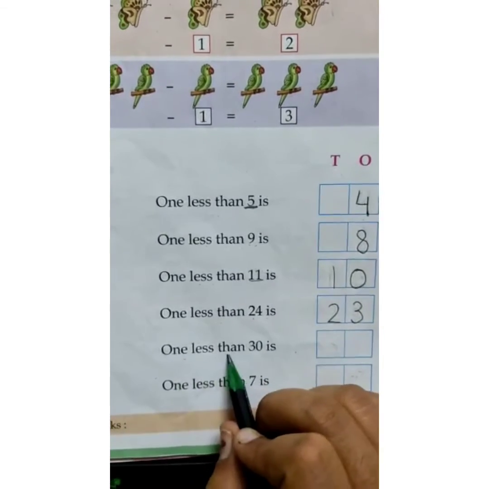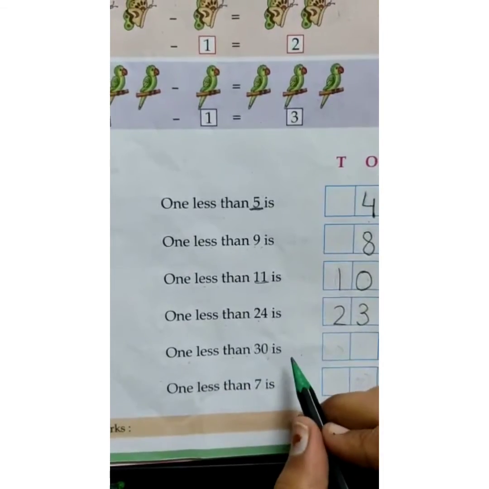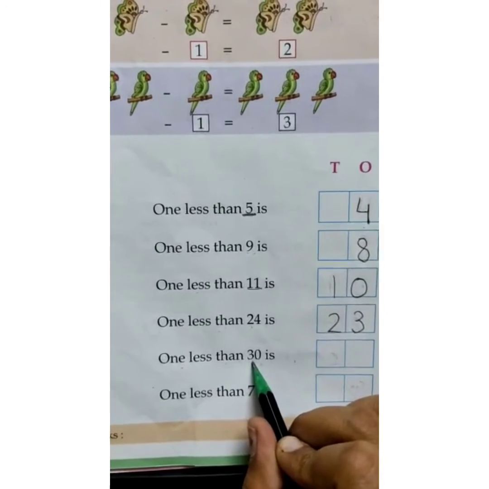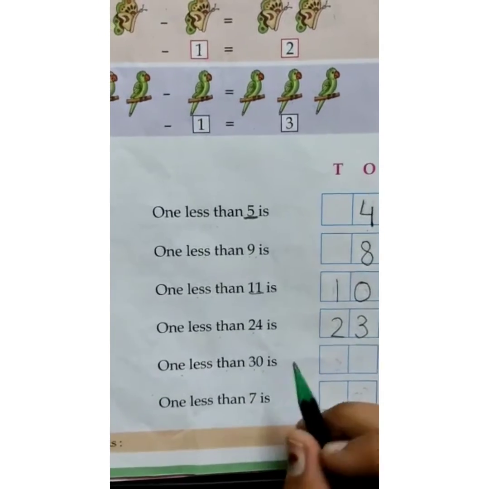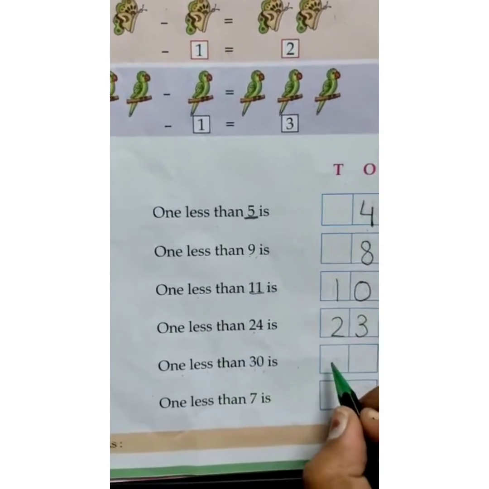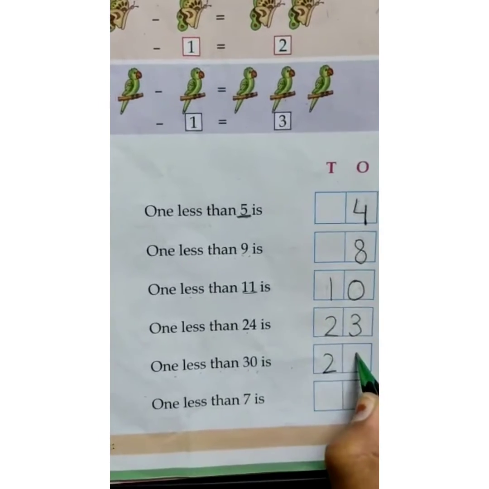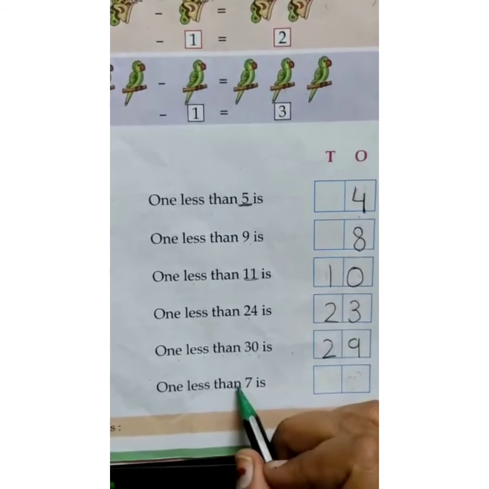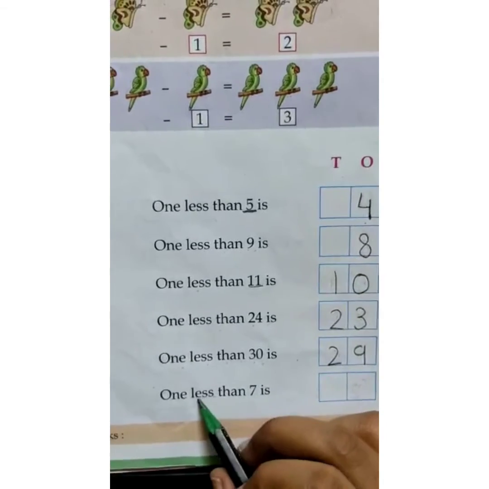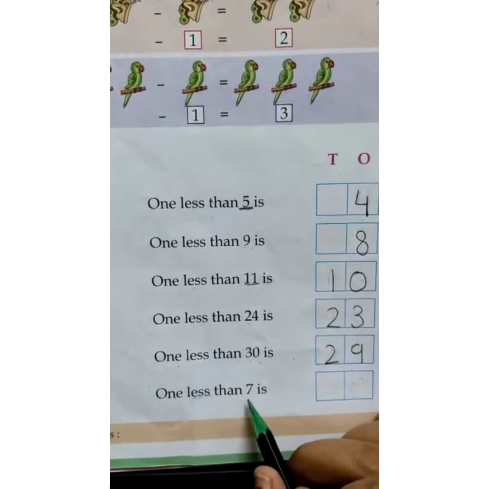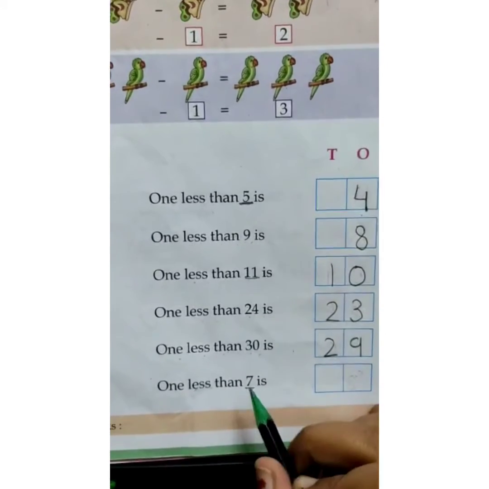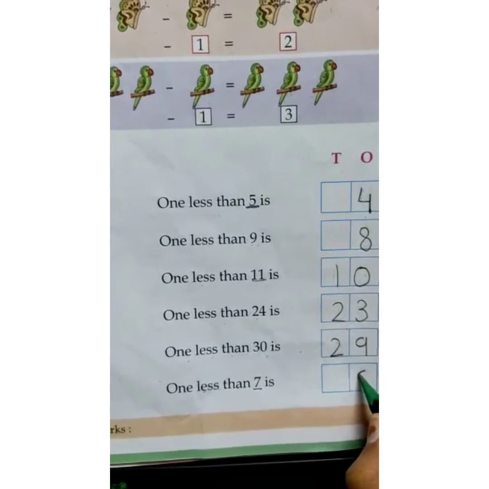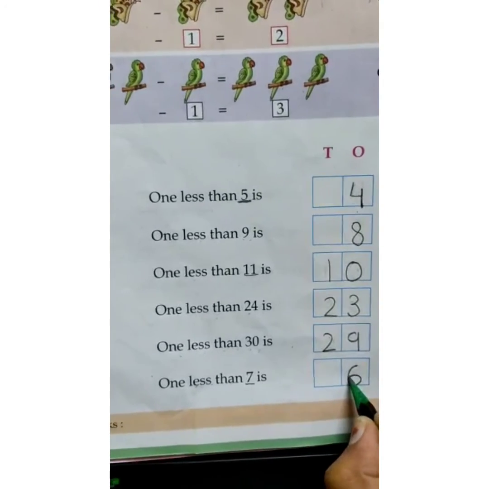Next, 1 less than 30 is, we have to subtract 1 from 30. 30 minus 1 will be equal to 29. 1 less than 30 is 29. 1 less than 7 is, what will be 1 less than 7? We have to subtract 1 from 7. 7 minus 1 will be equal to 6. 1 less than 7 will be equal to 6.